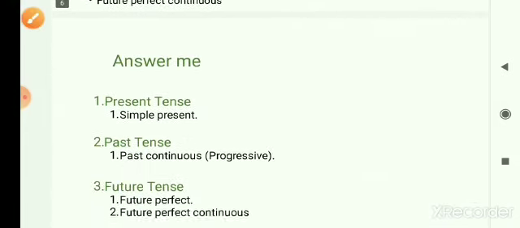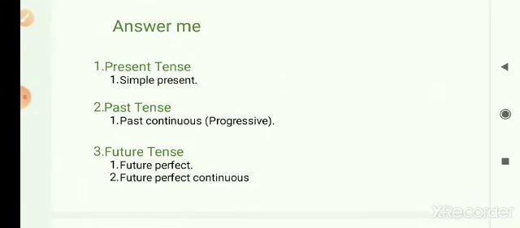Before that, if you can answer me, if it is present tense, simple present, then what will it be for the past and the future? It will be simple past and simple future. Similarly, past continuous, or you can use another word for continuous, progressive. I can say past progressive. If it is past progressive, it will be present progressive and future progressive.